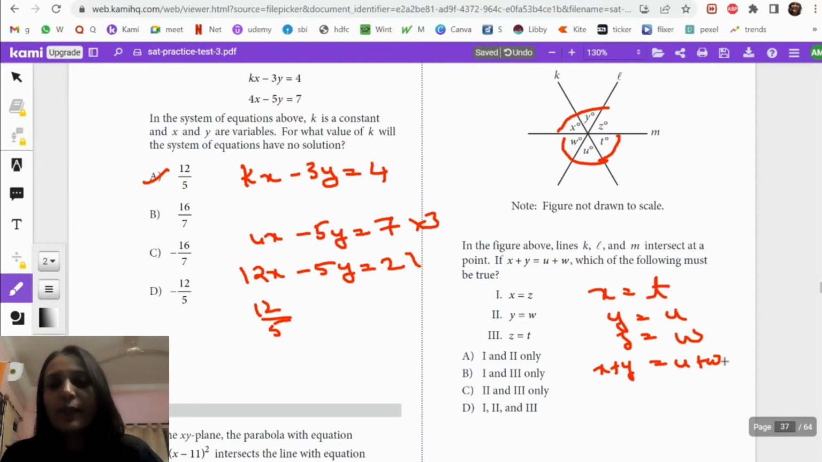So x plus y is equal to u plus w. And we have x plus y over here as t plus u. So t plus u is equal to u plus w. So we can cancel out the u's on both sides. And we would get t is equal to w, which is neither of the options over here. So that doesn't help us. Let's see if we can figure out something else.